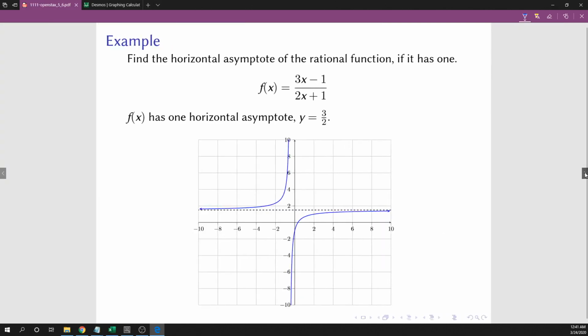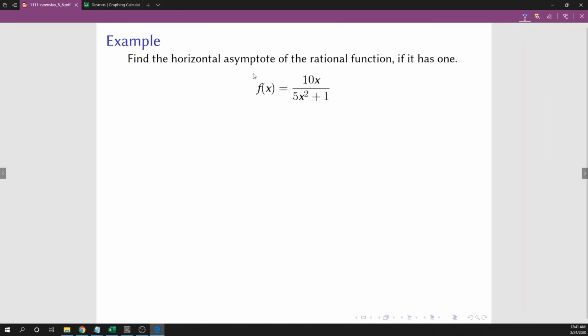All right, let's take a look at the graph, and you can see the graph here. 3 halves is about 1.5, which is right here. And if you graph it out, sure enough, the graph is getting closer and closer to y equals 3 halves as you go really far to the right or really far to the left. Now, the horizontal asymptotes don't have any effect in the middle. It's just what happens as you go really far to the right or really far to the left.